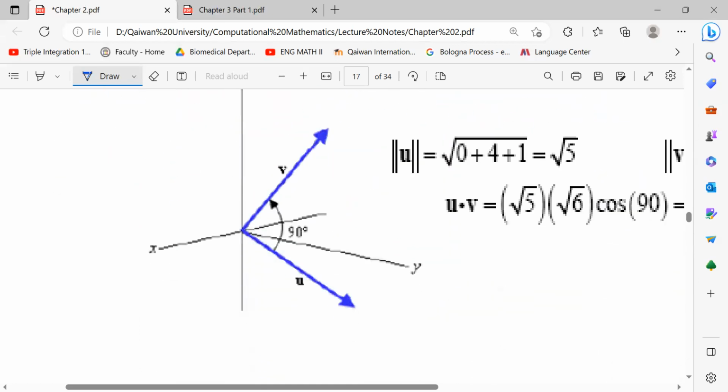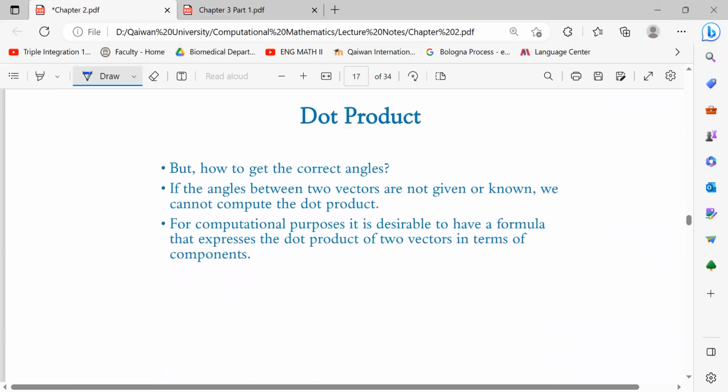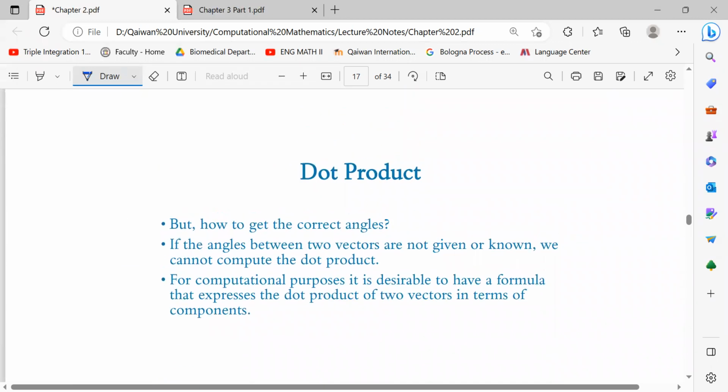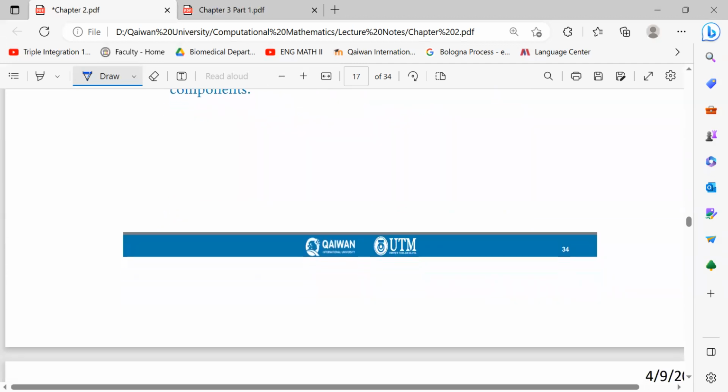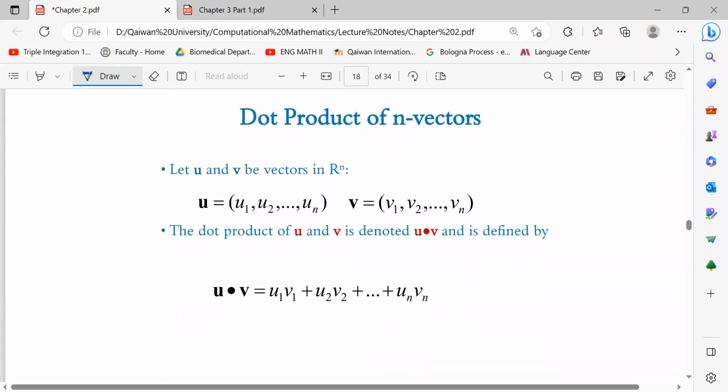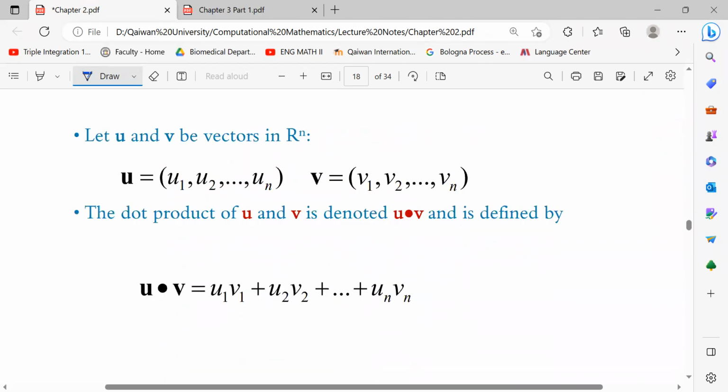Okay, that's it. So what if the angle is not given, or if it's unknown? How do we find the dot product of two vectors? It's easy. We just multiply the components to get the dot product.